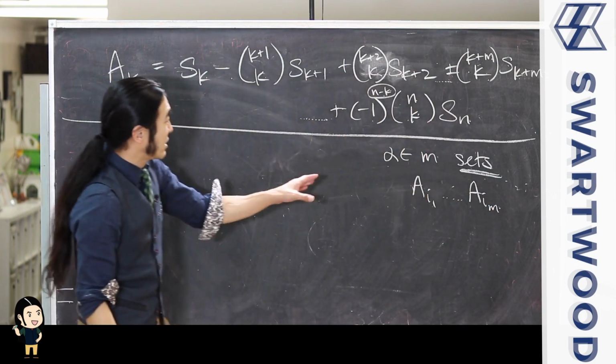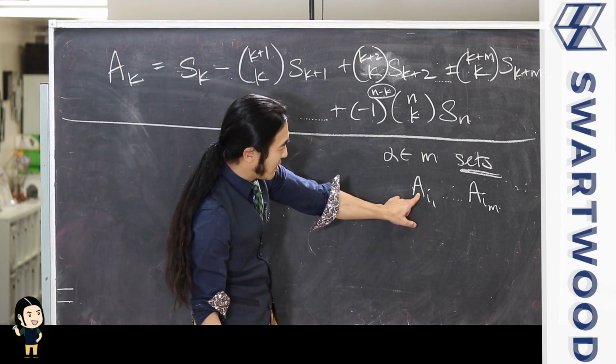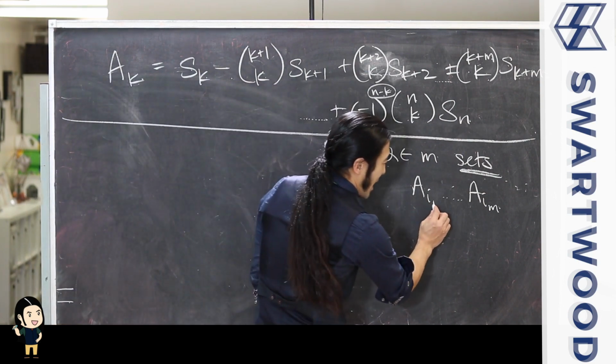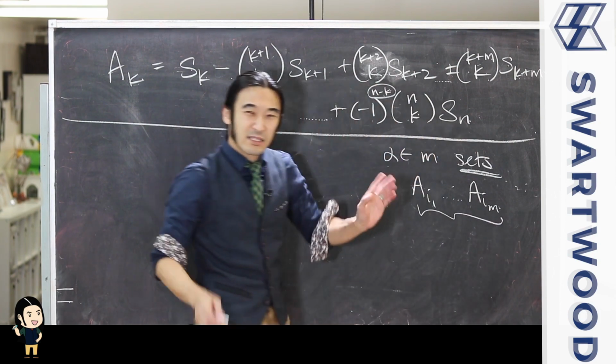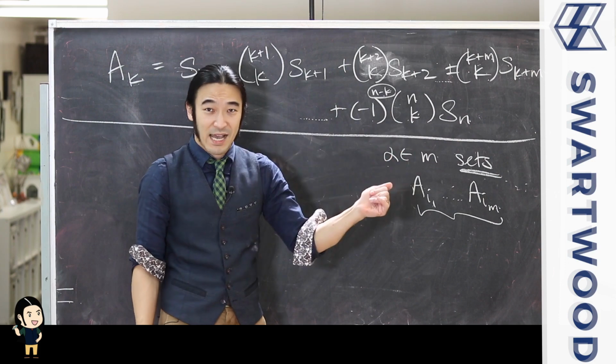Assuming that your sets are labeled, say, A1 to AN. The reason why I'm putting the I here is it doesn't have to be A1, it might be A2, but we're saying there's M of them. Okay? Again, that's not so important. The main point to pick up here is that alpha is in M sets, exactly.